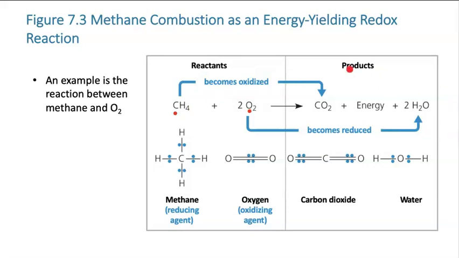So if we flip around and look to the products, you can see that the carbon that was in the methane has gained oxygen and it has lost hydrogens. And we've got some energy released here as well. This oxygen has gained hydrogens. So we can follow and see the oxidation reduction reactions really easily, not by focusing so much on the electrons, but on the hydrogen and oxygen.